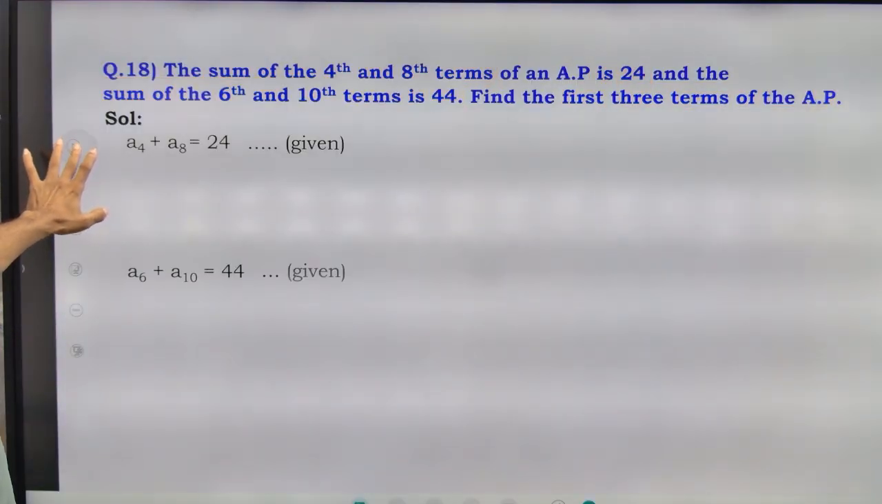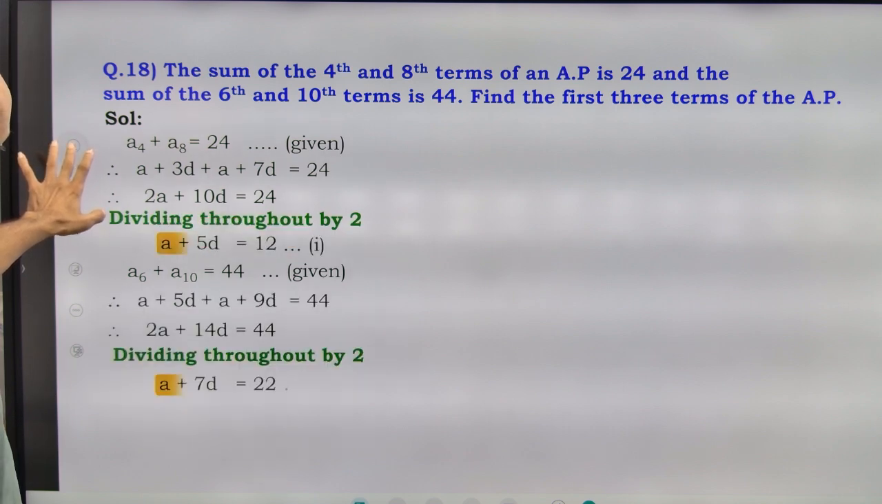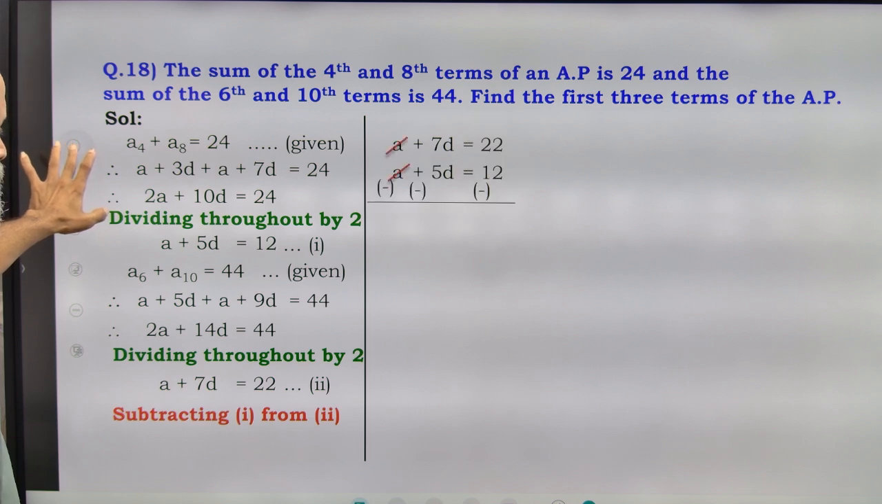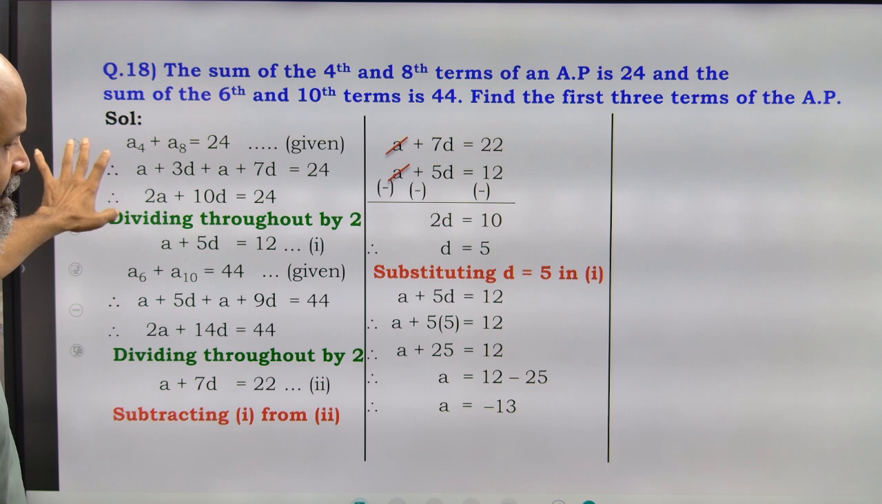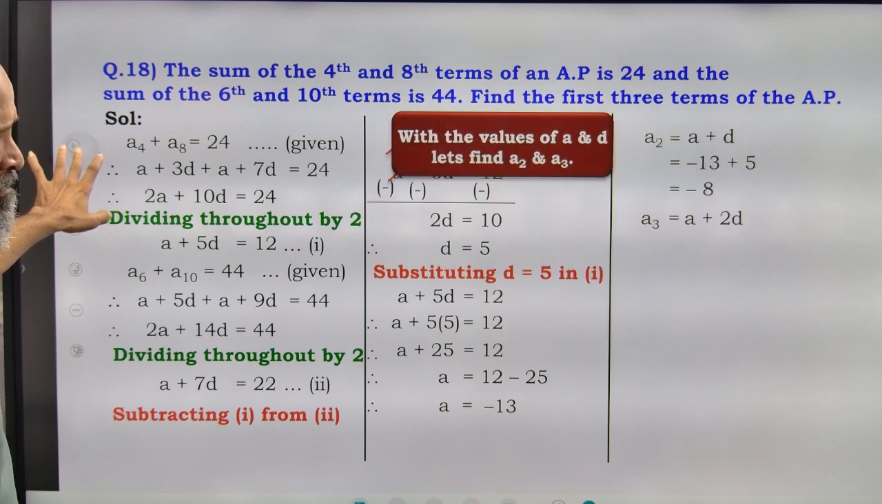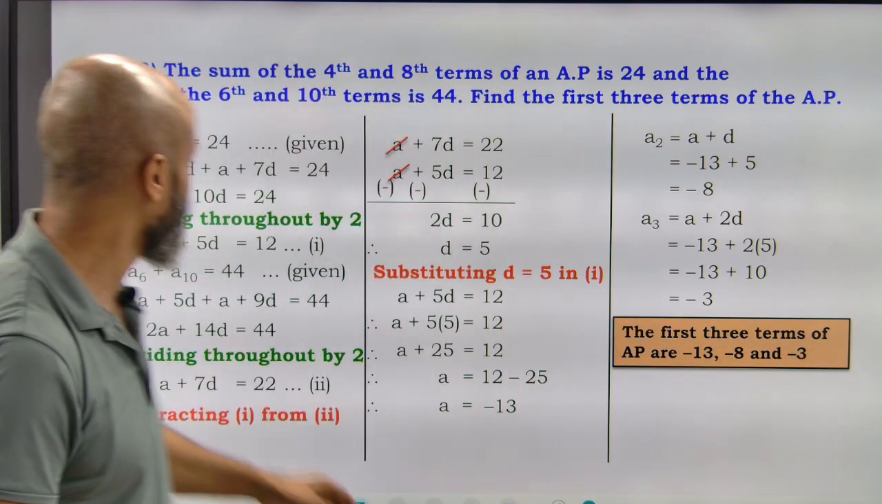So this is going to be five, and what we get is A as minus 13. So obviously the AP will be minus 13, minus 8, and finally minus 3.